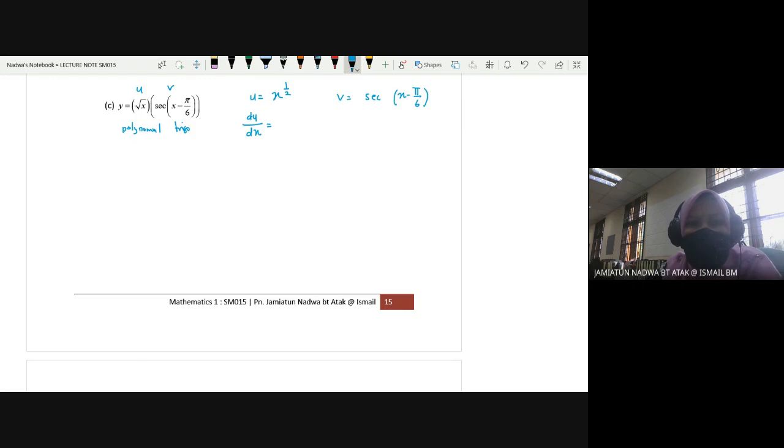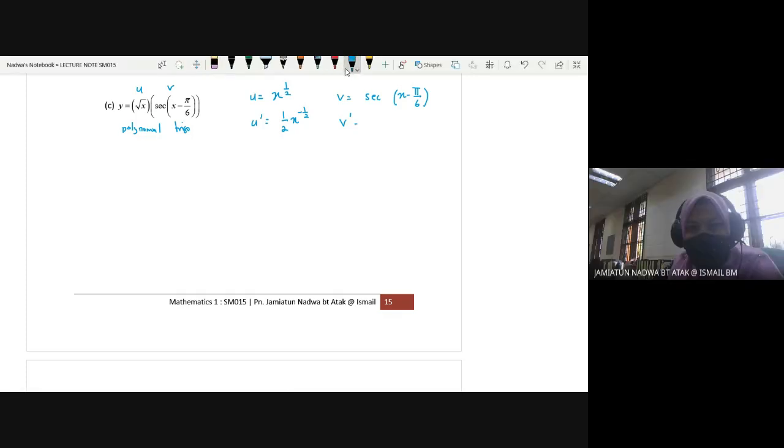And differentiate du over dx, u prime. U prime equals 1 over 2 x to the power of negative half, and v prime equals secant. Secant differentiate dapat, saya selalu check balik, takut tersalah untuk secant dengan cosecant ni. Secant kita differentiate, kita akan dapat apa? Awak tengok balik nota tu. Secant differentiate dapat apa?